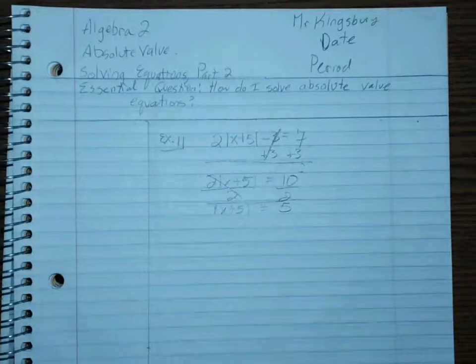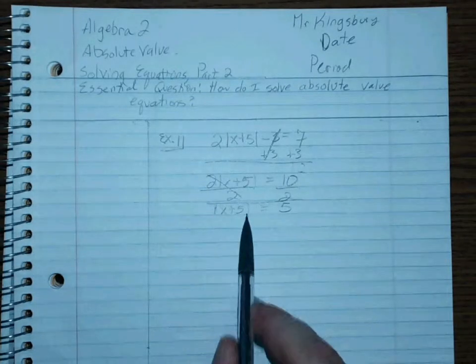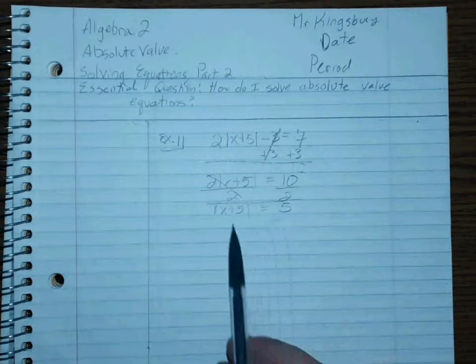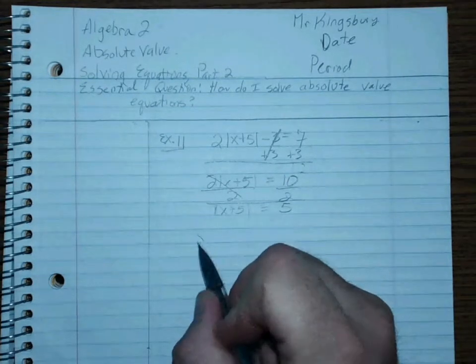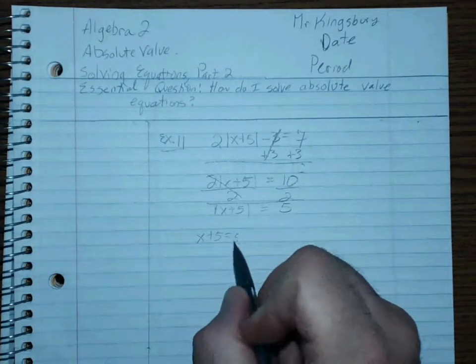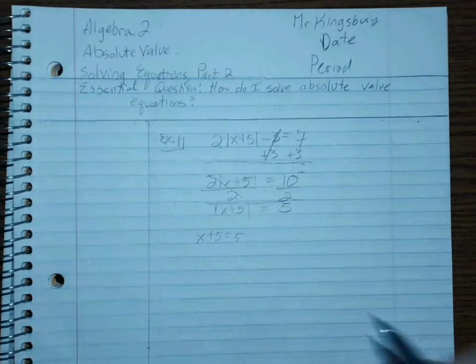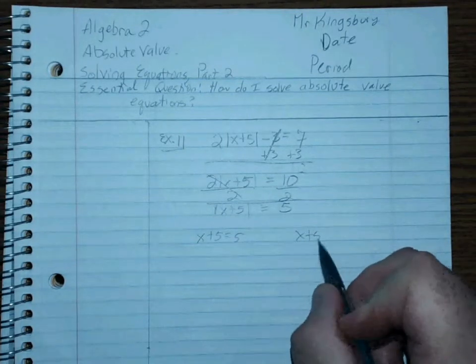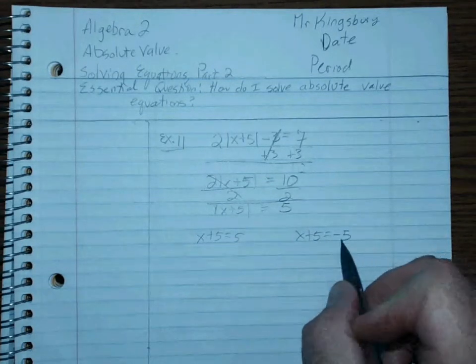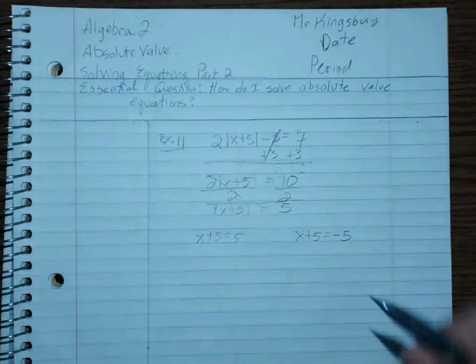So we've gotten rid of all the stuff on the outside. Now we get rid of the absolute value bars. And to do that, we must write 2 equations. First, we write x plus 5 equals 5. That's the one that's there. We also then write x plus 5 equals negative 5. We need to solve both and check both.